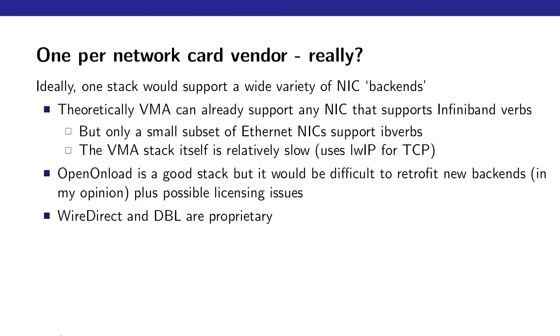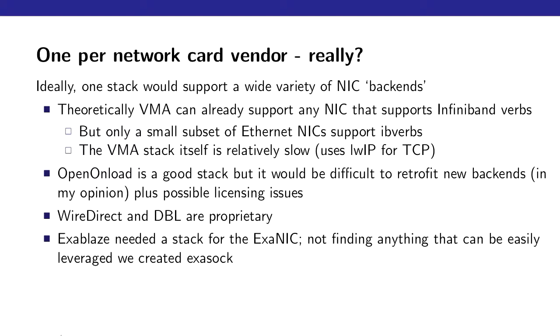OpenOnload is good. I'll say that honestly. It's a good stack, but it's a very large bit of code. It's difficult to add new network cards to it. And there's licensing issues, as I talked about before. It's not a very nice license. And WireDirect and DBL, the other two I talked about, are proprietary closed source. So I don't really know much about them, but we obviously can't add our network card to that. So when we developed our network card, we created exasock because we couldn't find anything else that could easily be leveraged.